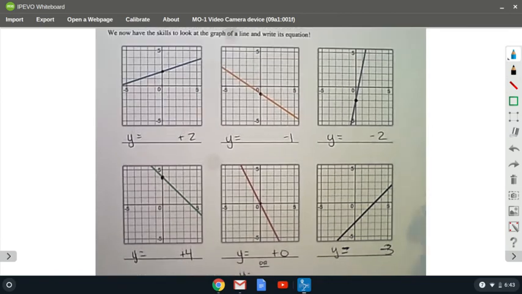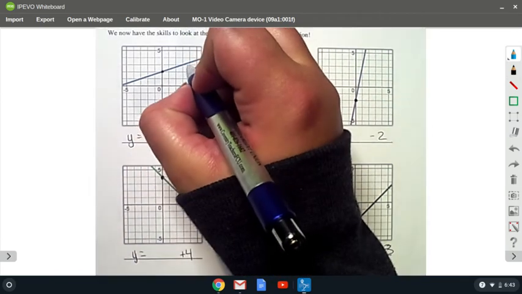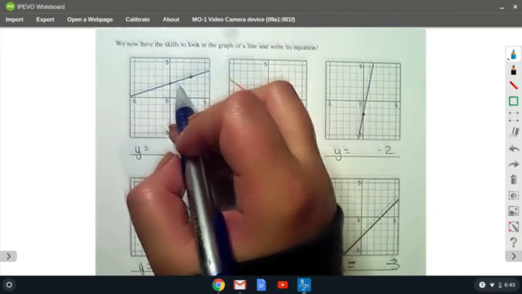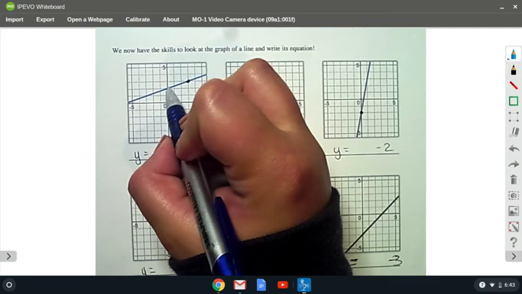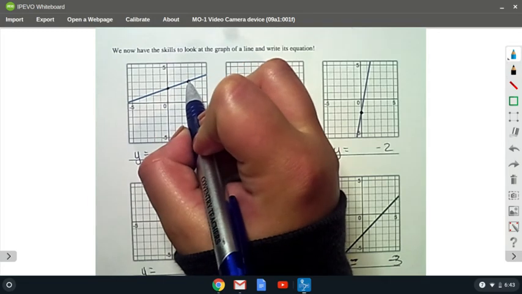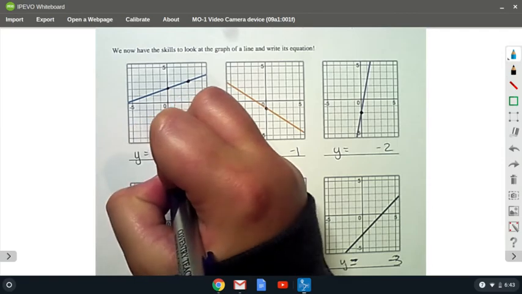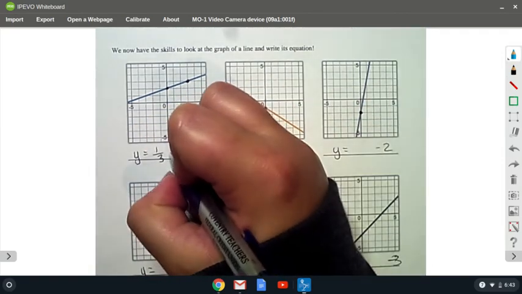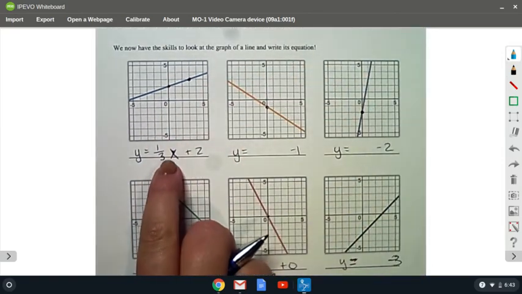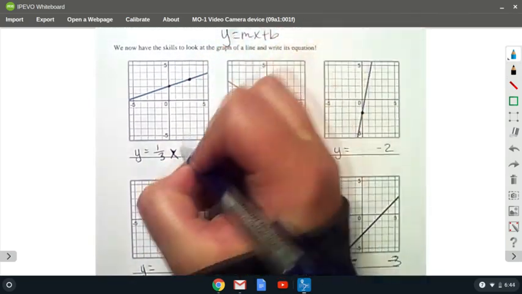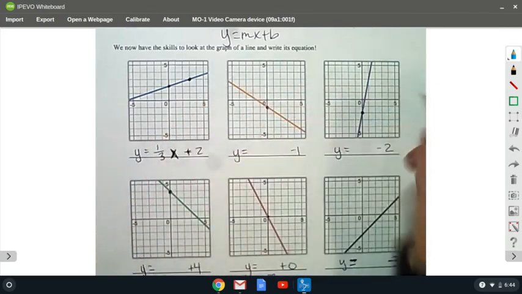Now we've got to identify the slopes. We've got the y-intercepts, so now we identify the slopes. Make one more point on your line, and then we're going to count how much we are rising and running. So I'm rising 1 over 3, going up 1 over 3. That means my slope is 1/3. And I always have to put an x next to my slope. So my equation is 1/3 x plus 2, because I need it in this y equals mx plus b form.